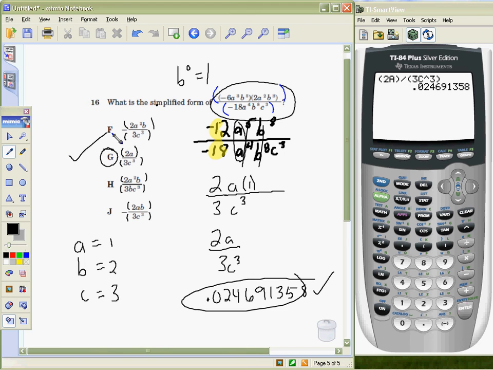So using the calculator, using the STO function, short for store, you can plug in any number you want into those variables, and when you enter this in correctly, it'll yield some number, and the correct answer will yield the same number.